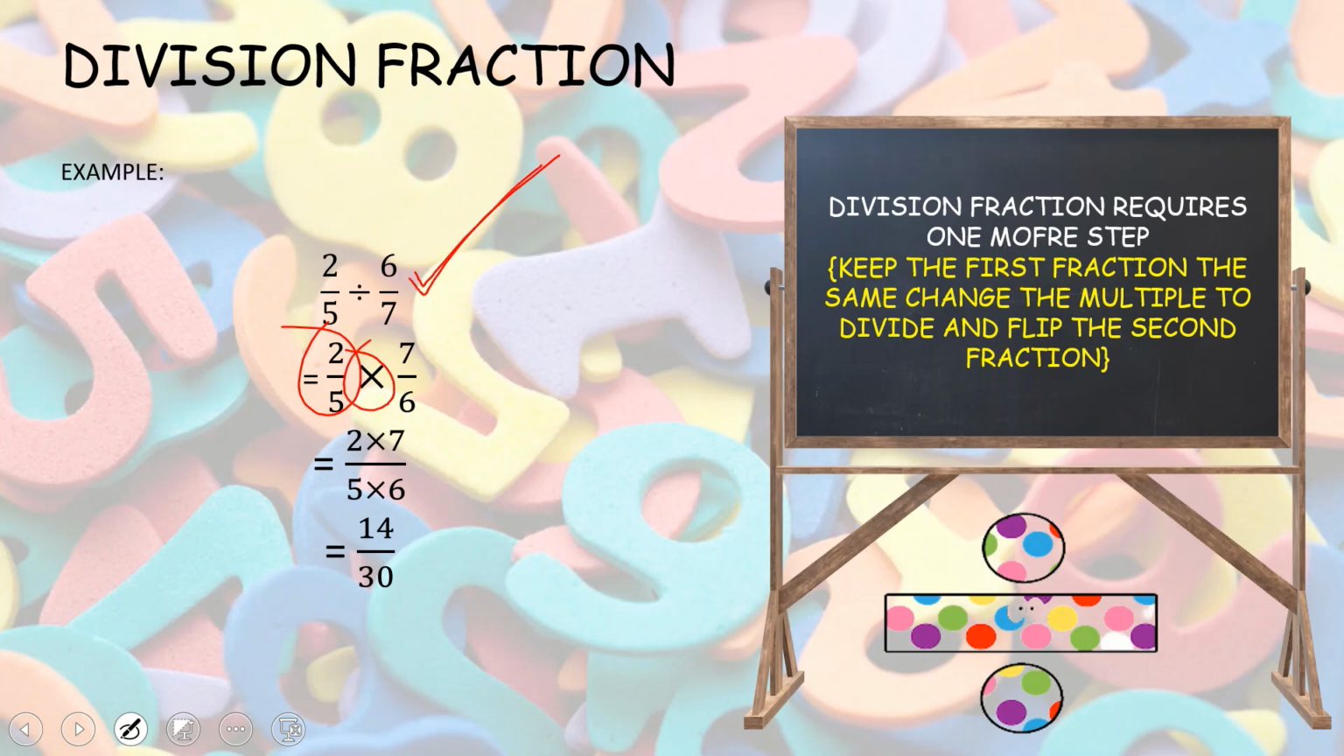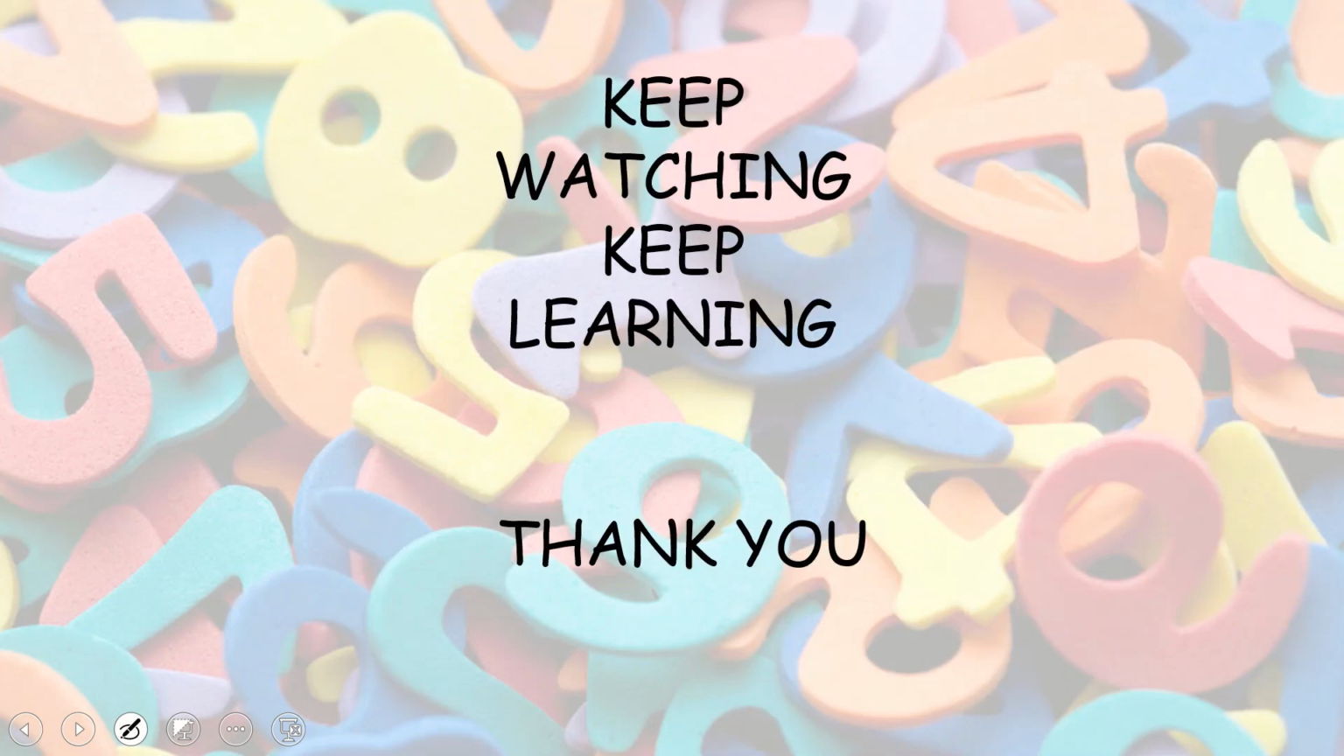So here we have 6 by 7. When we multiply, it becomes 7 by 6. That is, we are flipping the second fraction, which is also called your inverse. Now when we multiply 2 into 7 and 5 into 6, we get 14 by 30. This is our division fraction.